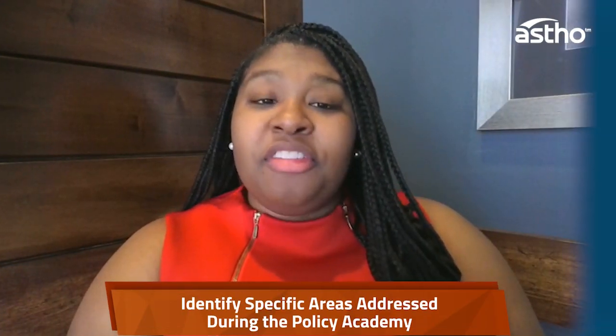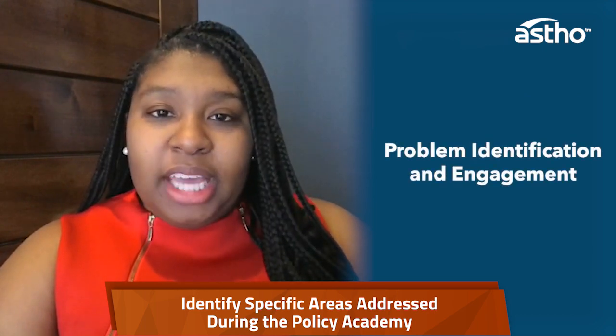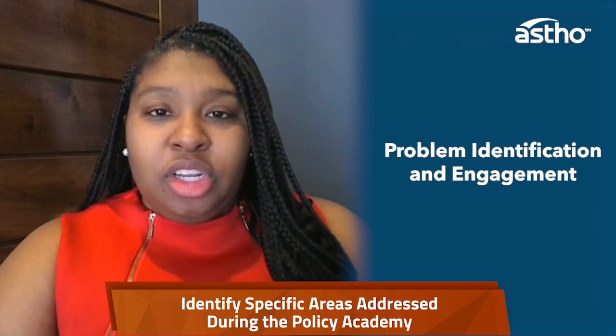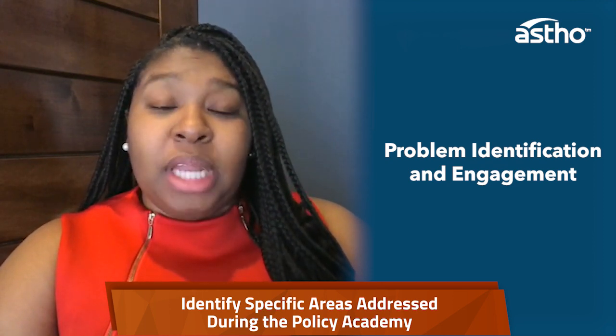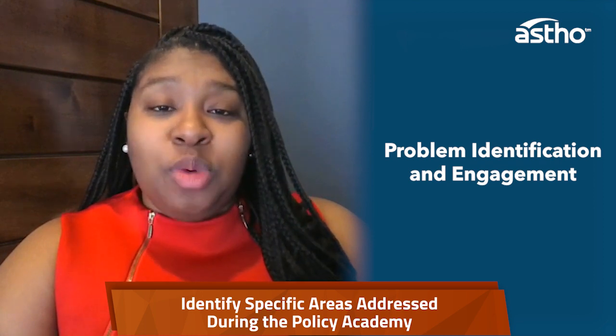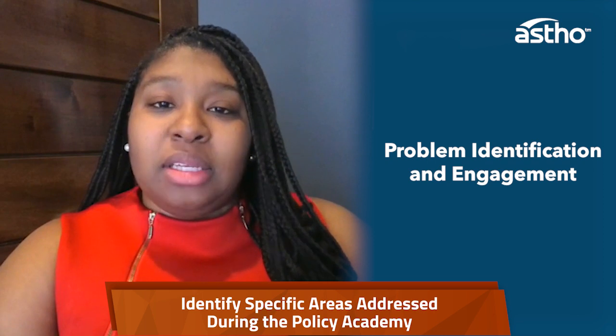There are 4 sessions throughout the Policy Academy. The first session includes problem identification and interested party engagement. During this session, you will identify the root issue of the policy and problem you would like to address, as well as any interested parties or potential opposition for your policy.